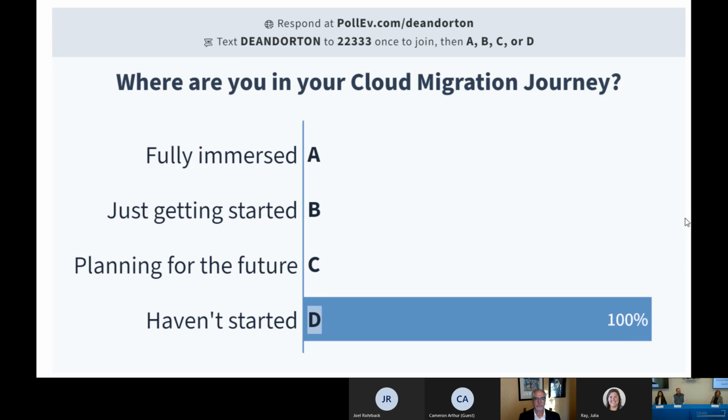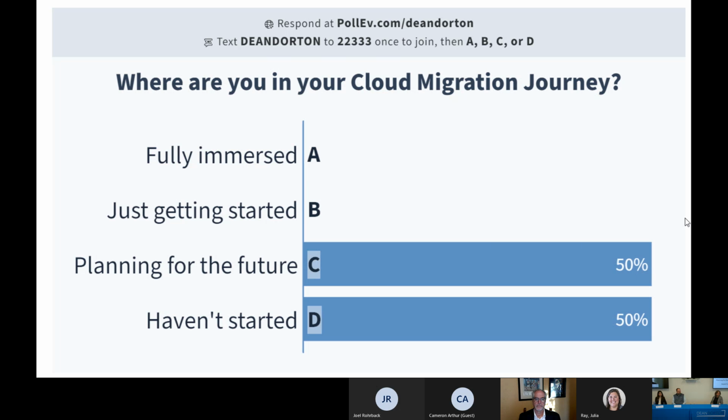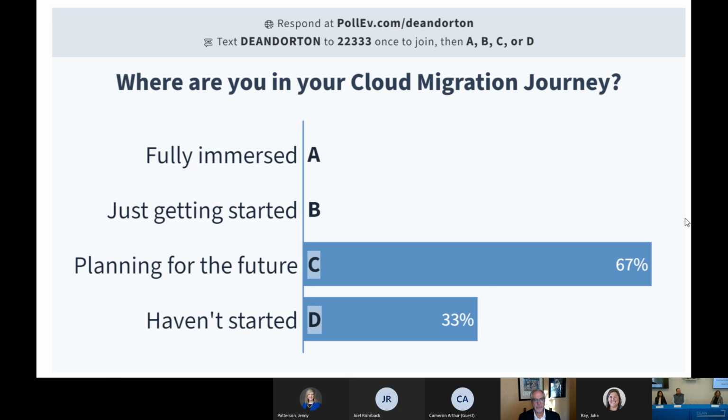Right now, we're seeing that most people haven't started yet, which is not that uncommon. I think we see that a lot, don't you think? We hear from people that are just getting going, really know that they need to get there, but don't know how to get there at all. Got a few people planning for the future. I think that gives us a pretty good idea of what we're seeing right now.